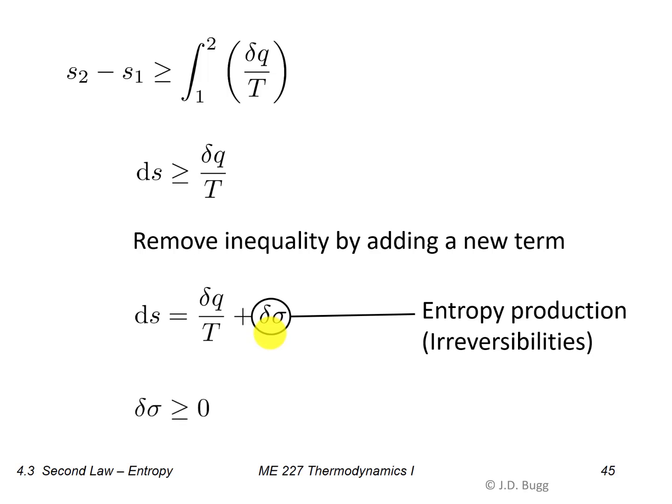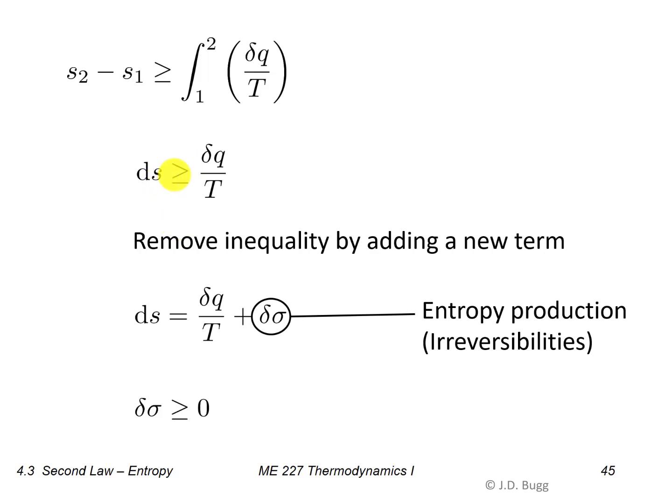Now let's just take a look at that. So if delta sigma is equal to 0, we'll look at that case first. Then of course this is gone, and dS equals delta Q over T. So 0 irreversibilities corresponds to the equality portion of this symbol. So that's the reversible case.